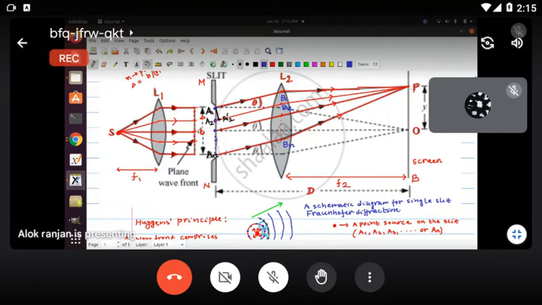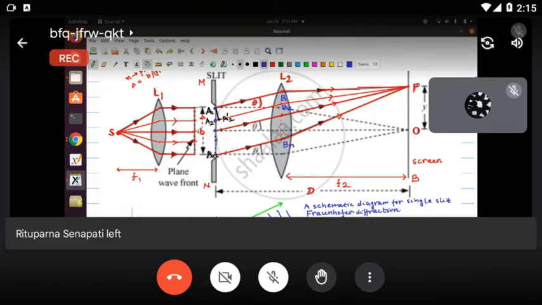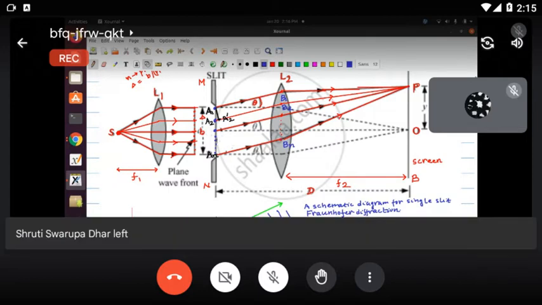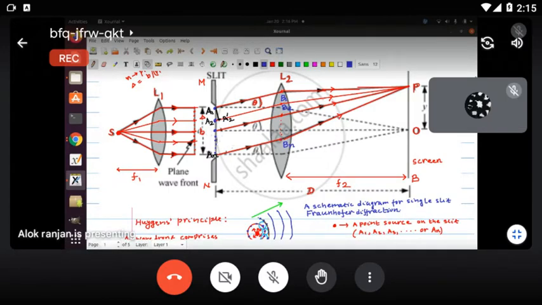So now this beam will meet at point P. Why? Because the distance between lens L2 and the screen is the focal distance. So therefore they will definitely converge at the screen. So now we will test what would be the intensity at this point on the screen, namely P.